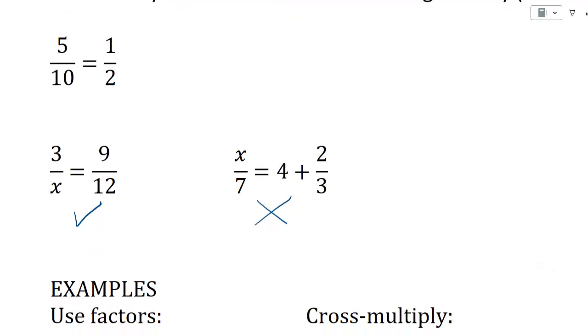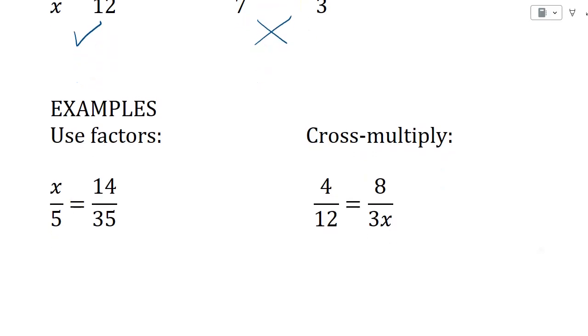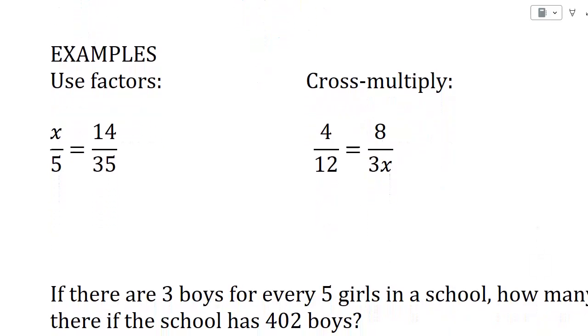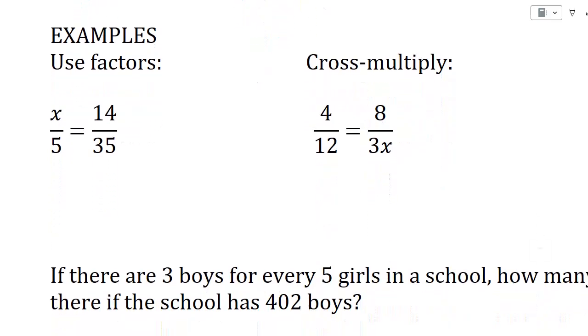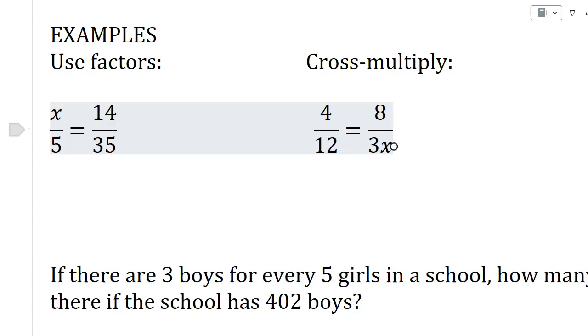So a few examples of how to use proportions to solve for a missing variable. Two main ways I'm going to show you. One can be a little bit quicker if you know your factors, and another one is kind of a fail-safe in case you don't. For example, we have x over 5 equals 14 over 35. So we're trying to figure out what value of x makes these two fractions equal to each other.